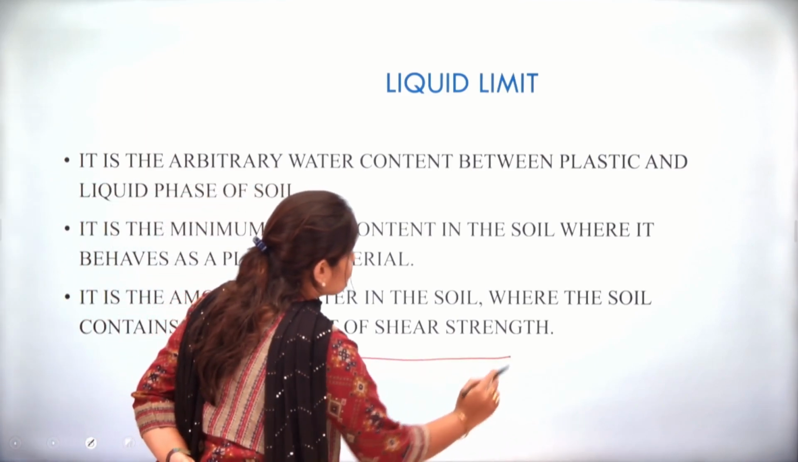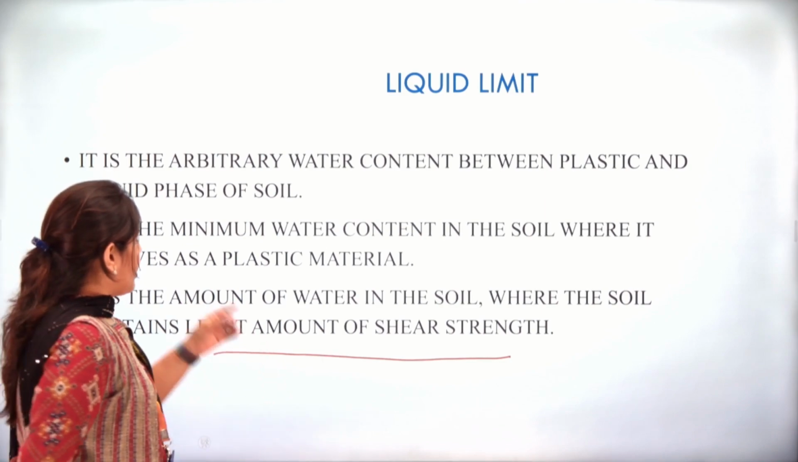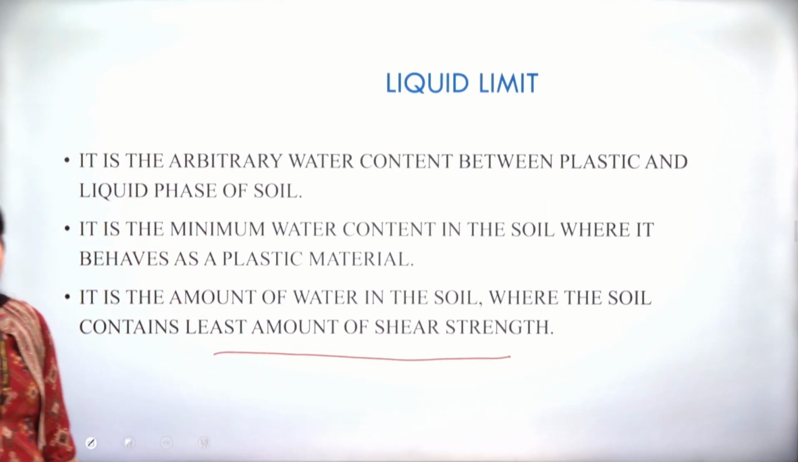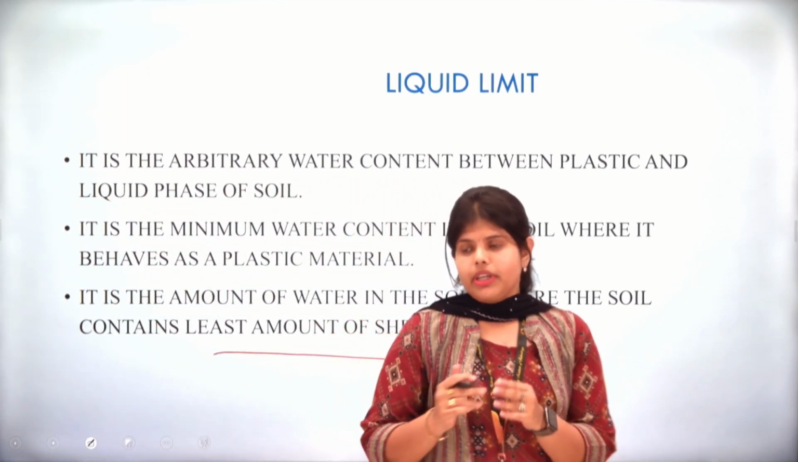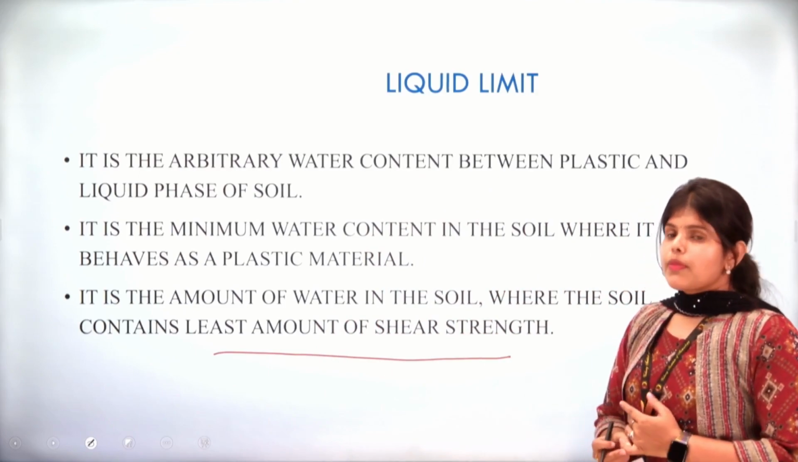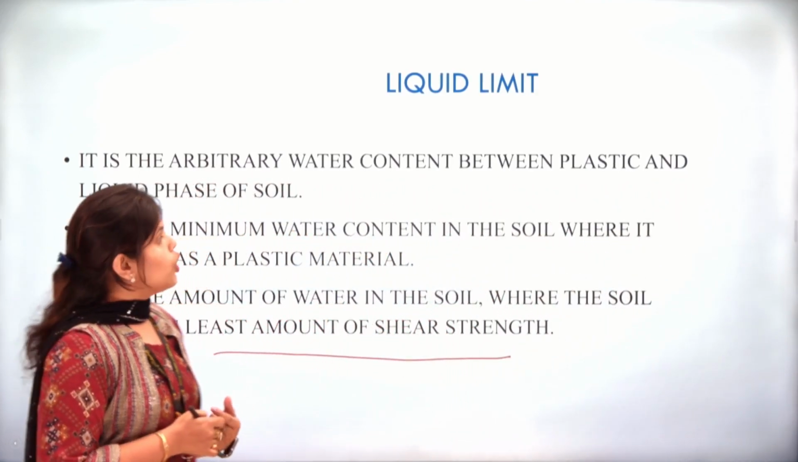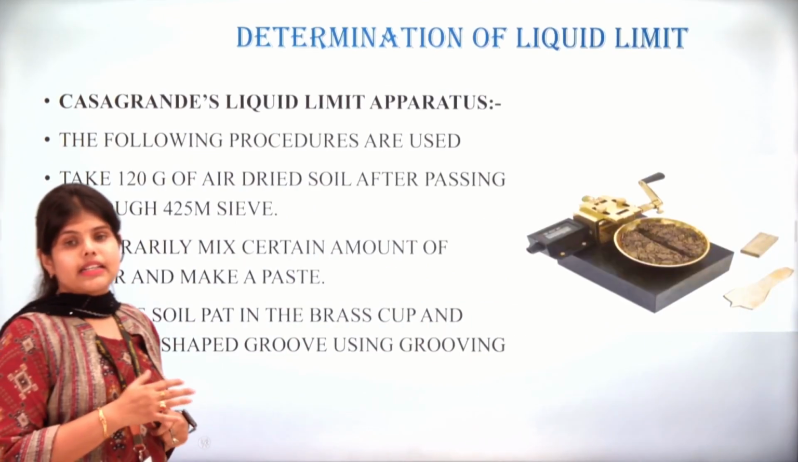The liquid limit is the phase where the soil has the least amount of shear strength. And shear strength is the resistance power, which will be minimum. Okay. So, how do we determine this liquid limit? To determine the liquid limit, we need to use Casagrande's apparatus.